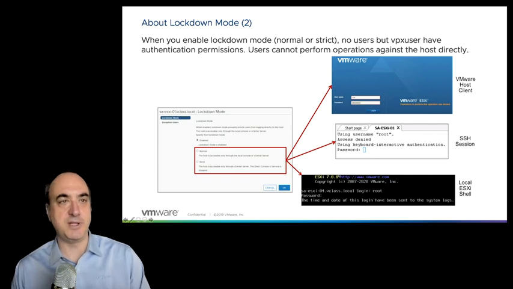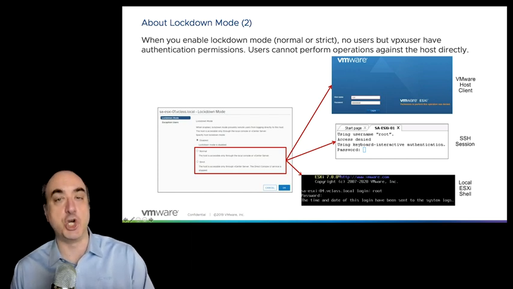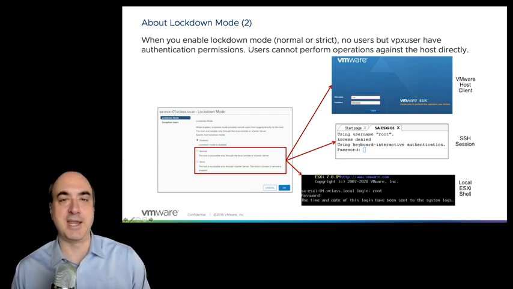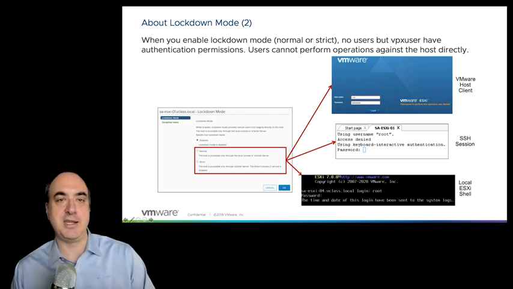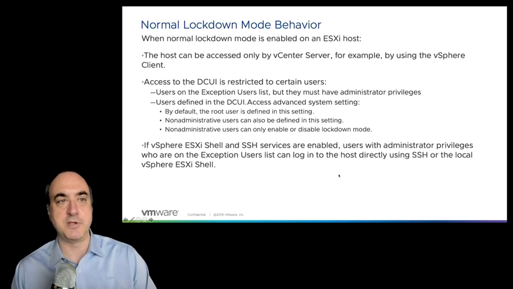Right? So when you enable lockdown mode, doesn't matter, normal or strict, no users but the administrator. Basically, the vCenter user is the user who's going to be able to gain access to that host. Now, there are some interesting exceptions that you can make in how lockdown mode works. And you have to be careful with some of these exceptions, but they are there for those who need this, right? So basically, normal lockdown mode behaves like this. The host is accessed only by vCenter, by the vSphere client, basically.